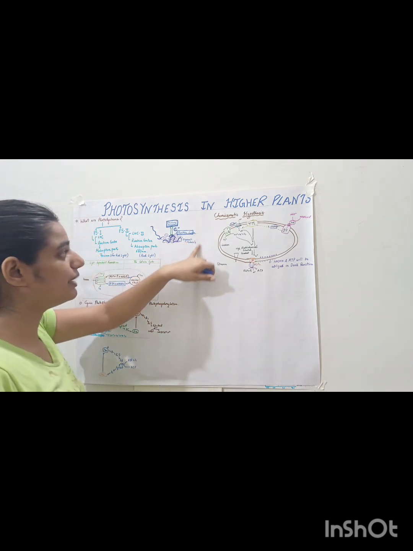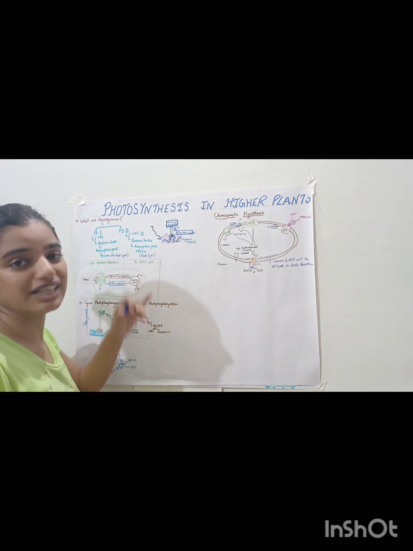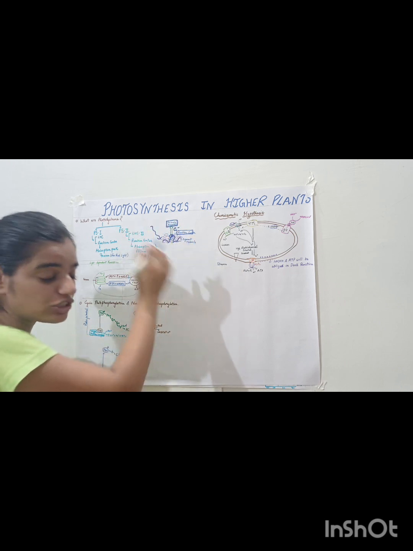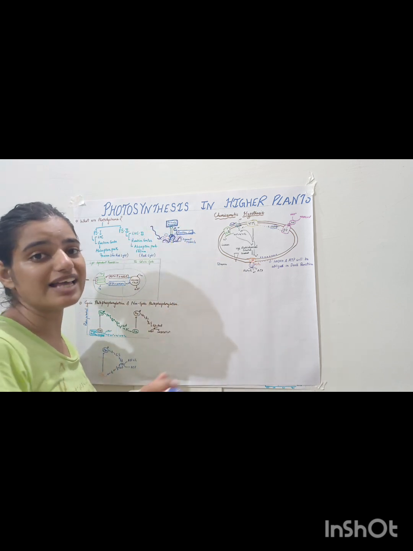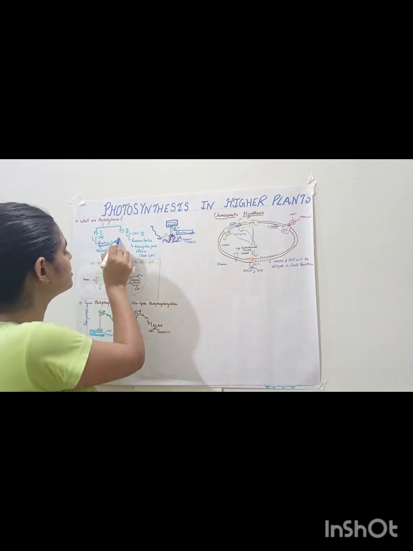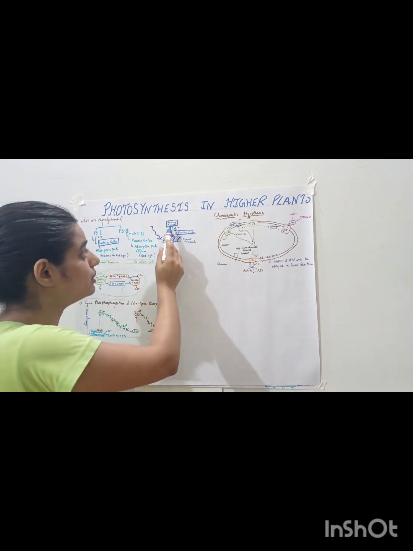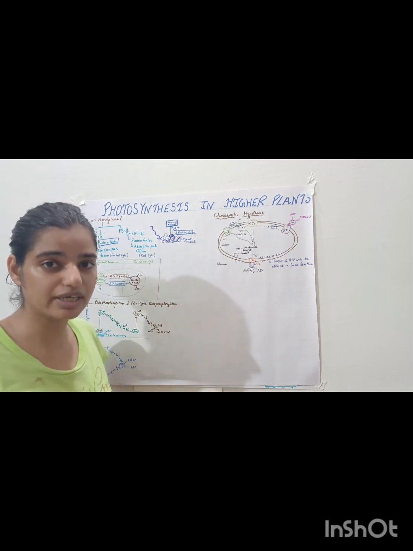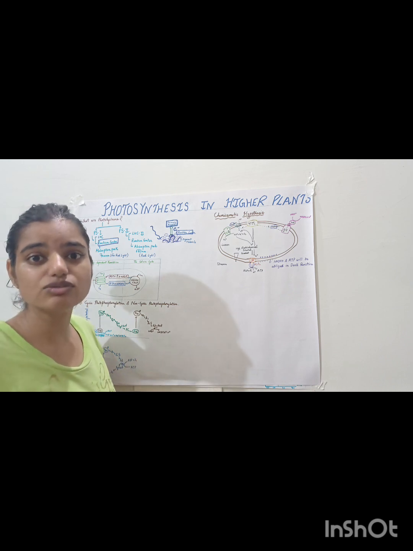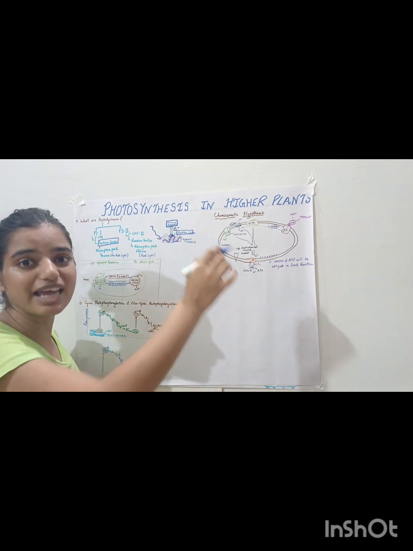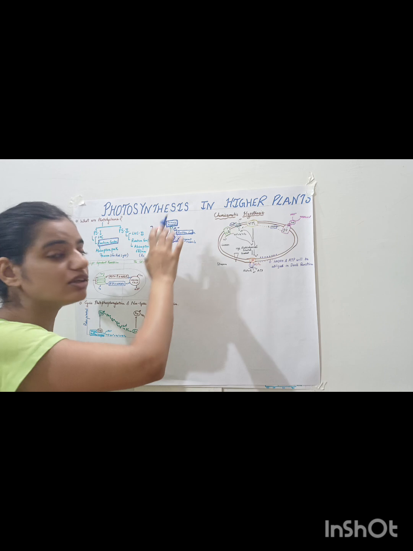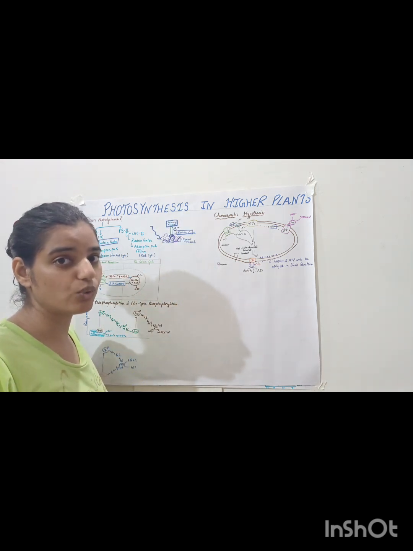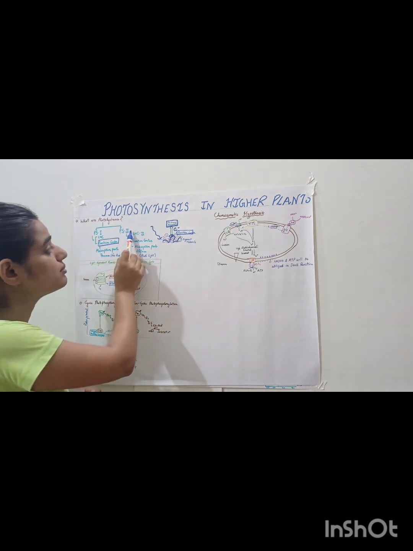So the pigment molecules will absorb the light energy. They will transfer the light energy to the special chlorophyll A molecule, that is known as the reaction center, which will absorb light of 700 nanometer, and when it is in the excited state, it will transfer its electron to the first primary acceptor of electron. From there, the whole process of electron transfer will start. Then we have photosystem second.